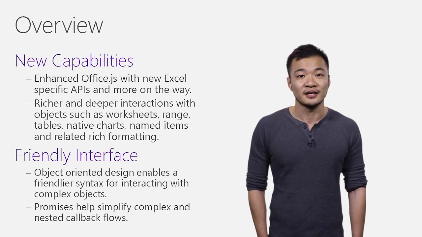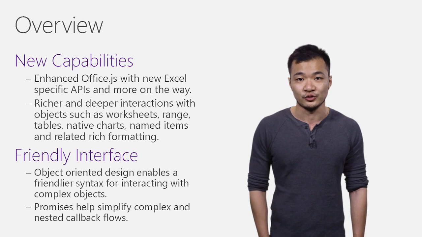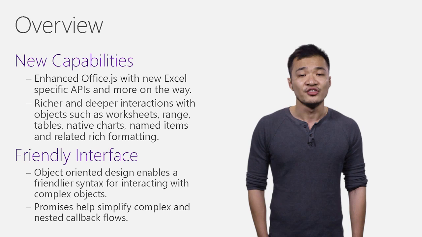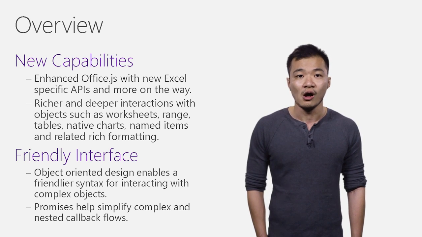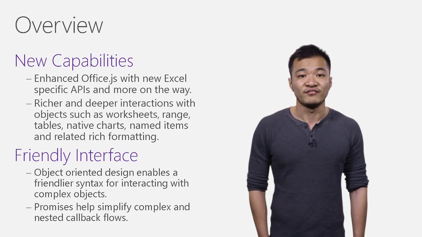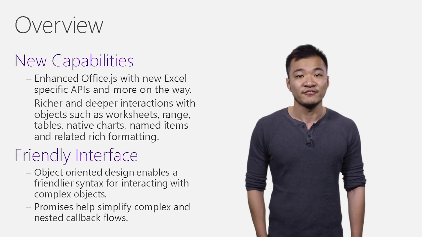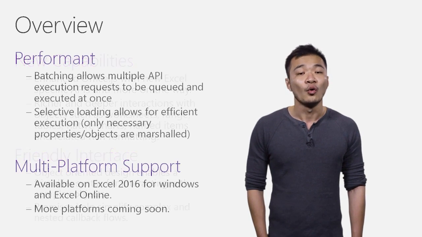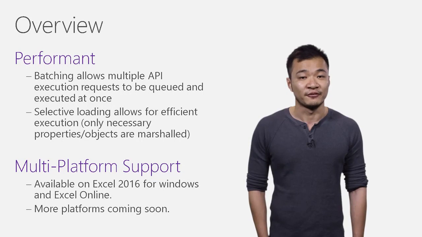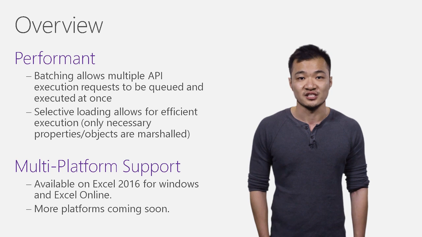We also focus on keeping our APIs simple and friendly to use. The object model is influenced by Excel VBA and provides a familiar object interface. This design makes it really simple to work with complex objects in Excel. On the JavaScript side, we are taking advantage of promises to help you simplify all the complex and nested callback flows in JavaScript. We understand that add-ins need to be performant and allow smooth interactions with users.